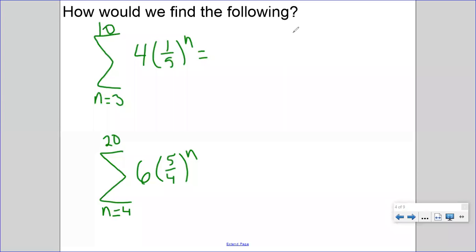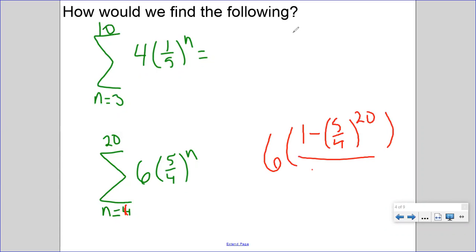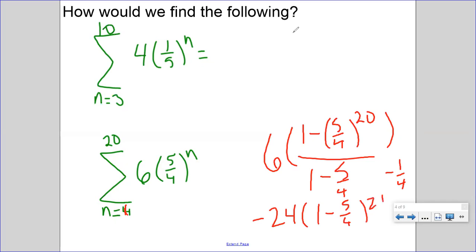Okay, so the first thing we're going to do here is let's deal with it as 0 to 20, or we could do 1. But you know what, let's let our hair down. Let's call this 1. So we're going to do 6 times 1 minus 5/4 to the 20th over 1 minus 5/4. So this gives me a negative 1/4, or essentially negative 24 times 1 minus 5/4 to the 20th. That's a large number.